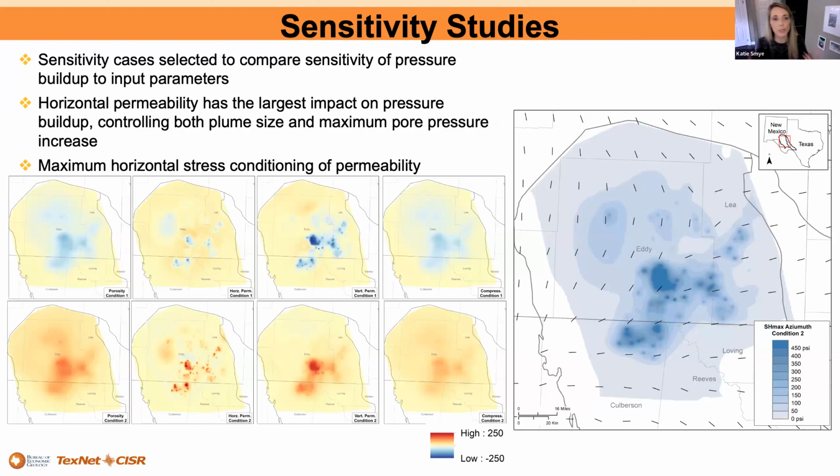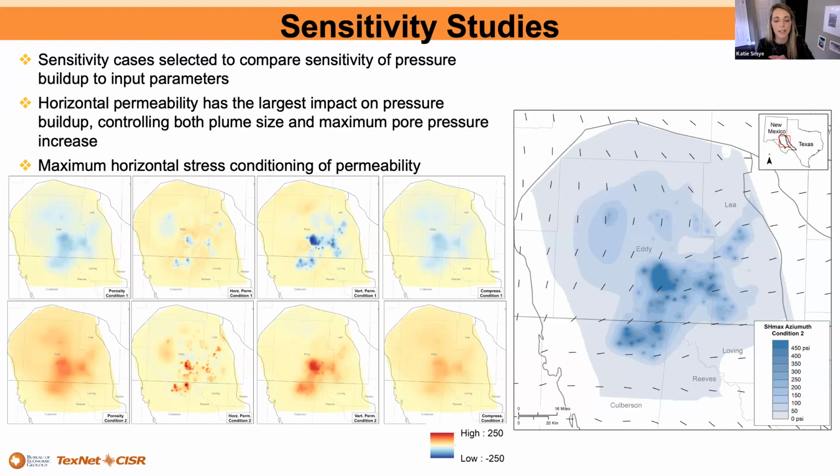Our flow models also do a range of sensitivity studies. So we like to know how sensitive our model is to various input parameters. And there are a range of these. I'm just showing some examples here, but on the left, we can look at porosity, either doubling or cutting in half, the same for horizontal permeability or vertical permeability, and compressibility. Those are four cases. What we see is that horizontal permeability has the largest impact on pressure buildup and controls both the size of the plume that we see, as well as the maximum pore pressure increase.